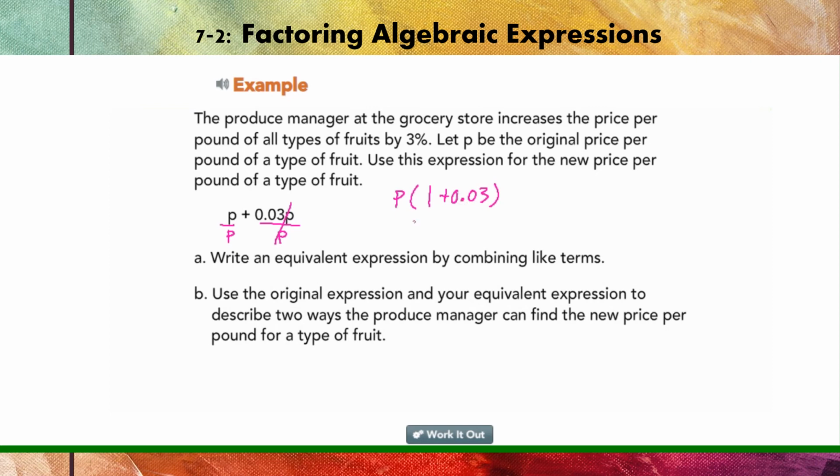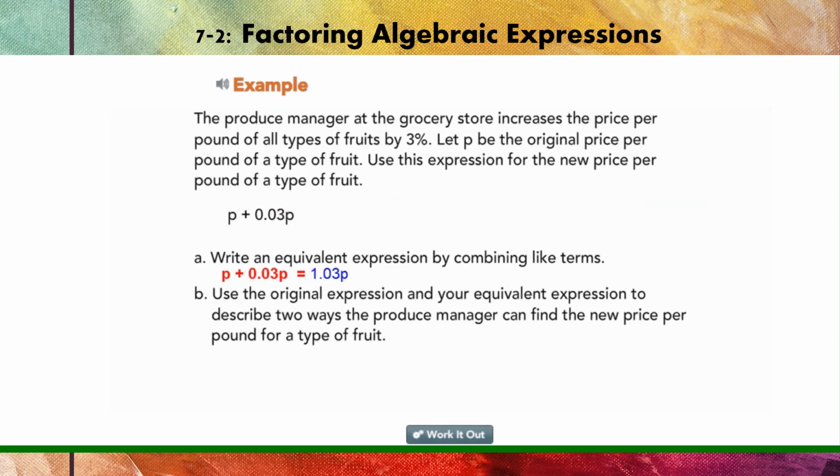Now we have to go ahead and add 1 plus 3/100. We can go ahead and work that out over here. Remember, when you're adding decimals, you have to line up the decimal points. So 1 plus 3/100 is 1 3/100. So the final answer here would be 1 3/100 P.